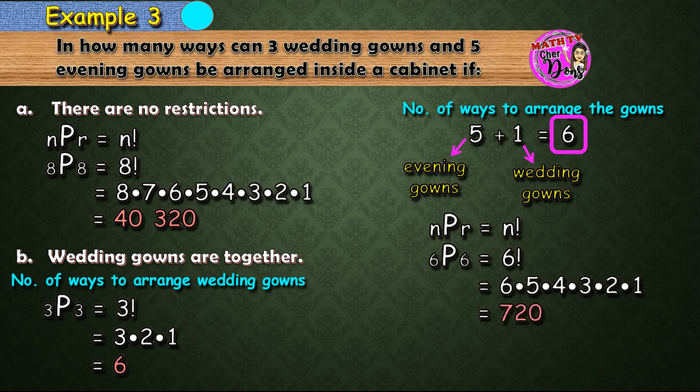Are we done? No, not yet. Because we need to multiply 6, that's the number of ways we can arrange wedding gowns, times 720, the number of ways we can arrange the gowns. So we have 4,320 in total. Therefore, there are 4,320 different ways to arrange the gowns inside the cabinet if wedding gowns are together.